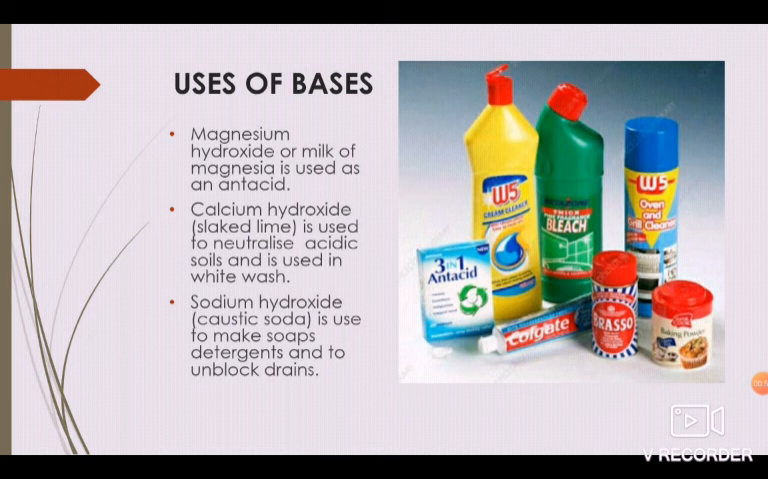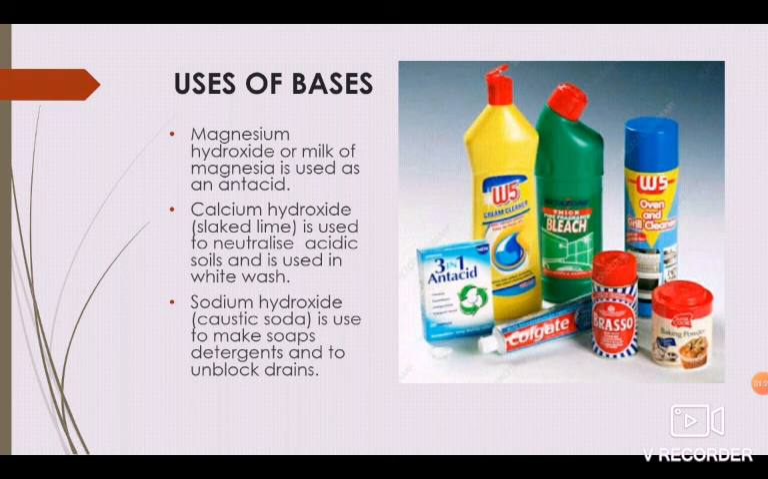Let us now find out some of the uses of bases. You know that many of the chemicals that you use in your day-to-day lives actually have a lot of bases in them. Can you see the picture over there? You have an antacid, which is actually a medicine which you take for acidity. You have toothpaste, you have different cleaning agents, you have baking powder. All these are actually bases.